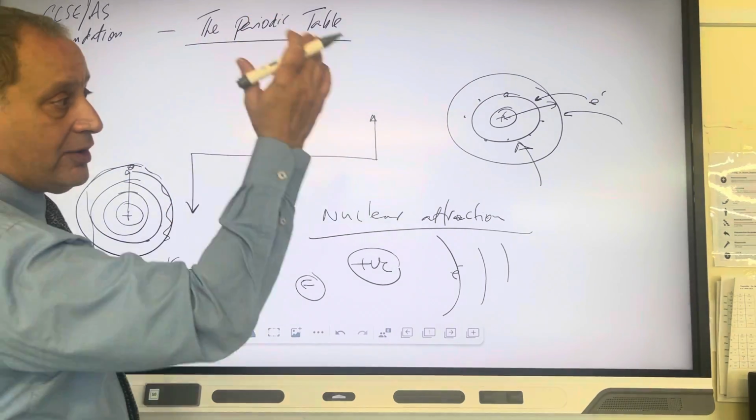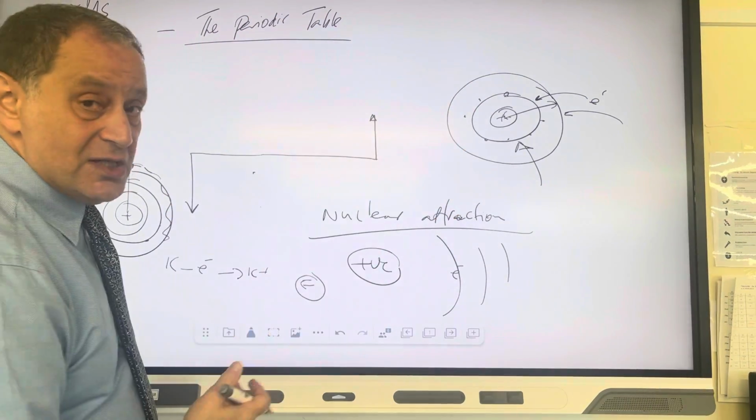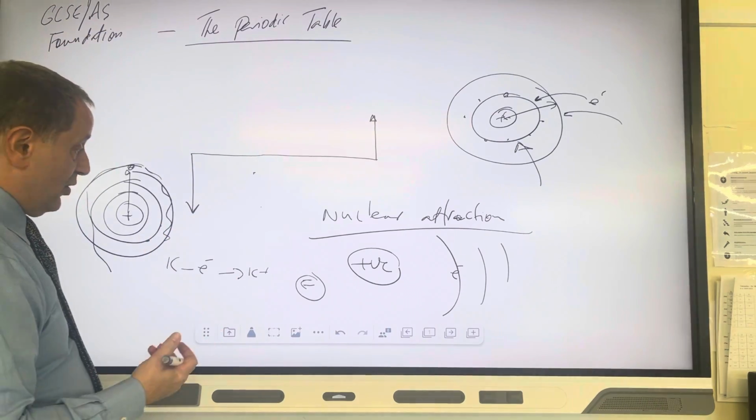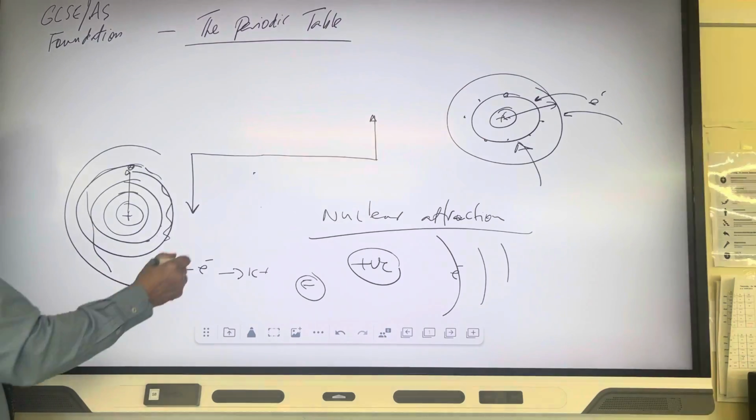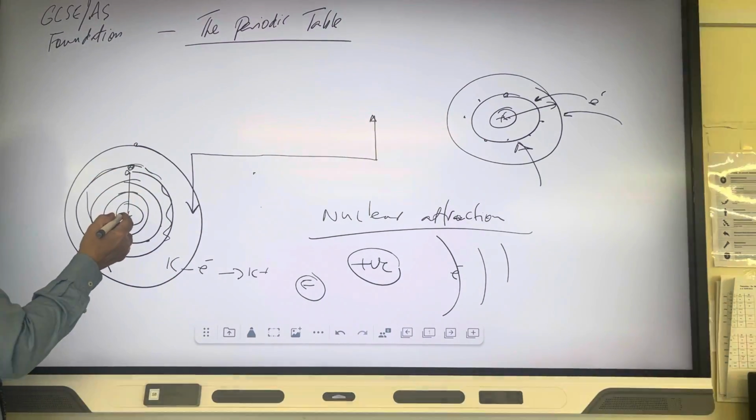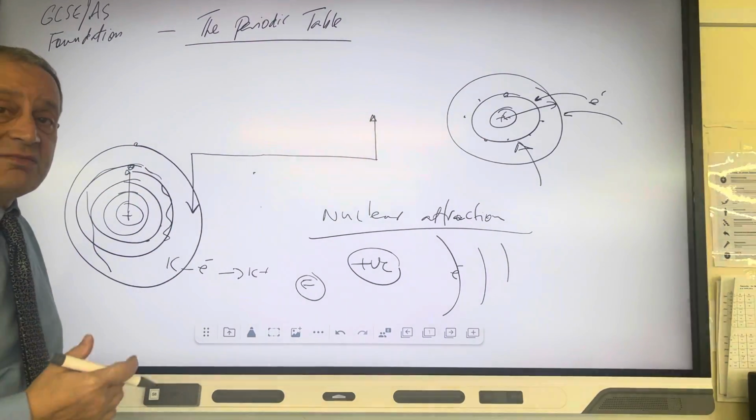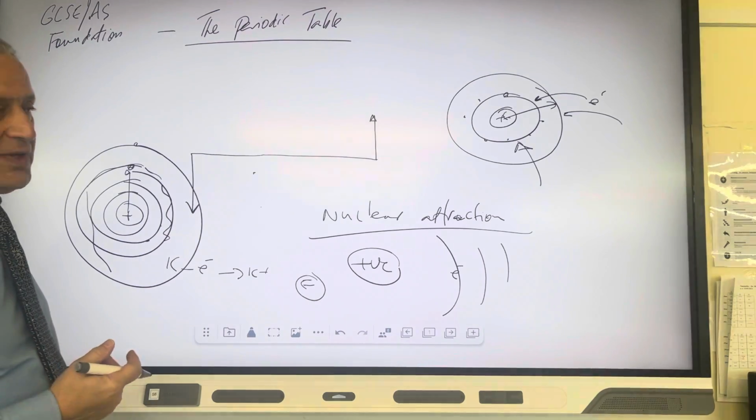And as you go down to elements like rubidium and cesium, it becomes even more enhanced. Below potassium is rubidium, so rubidium has got one extra shell out here. So the nuclear attraction is even less than it was with potassium.